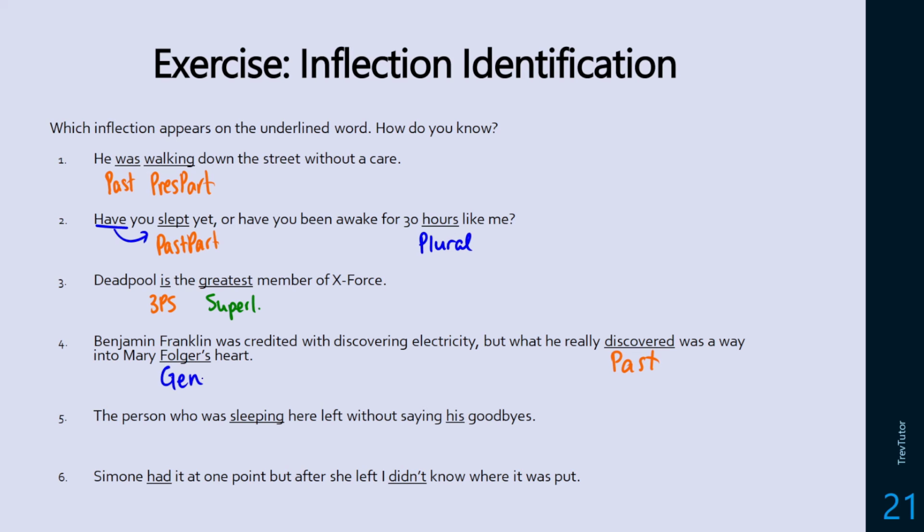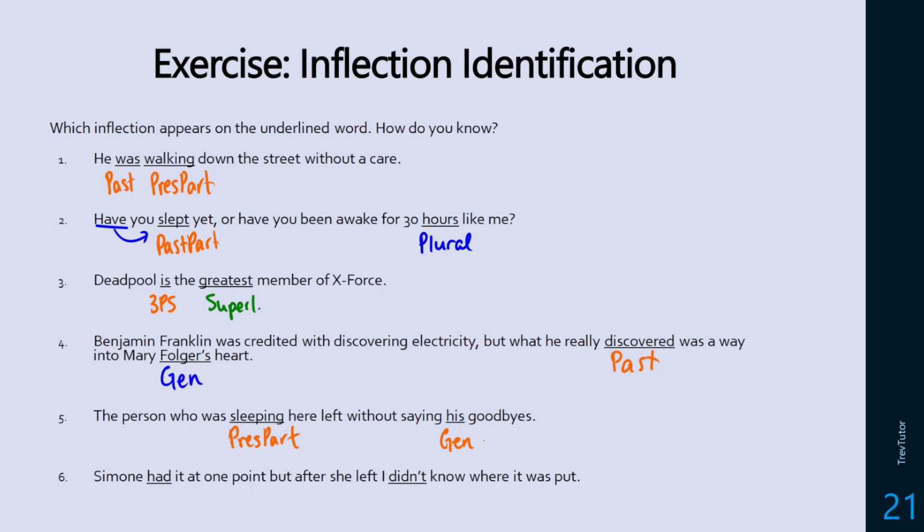This is our possession. Okay, the person who was sleeping here left without saying his goodbyes. So sleeping, this is progressive. This is a continuous event. So this is our present participle on here. And we leave without saying his goodbyes. So this has a genitive meaning on it.